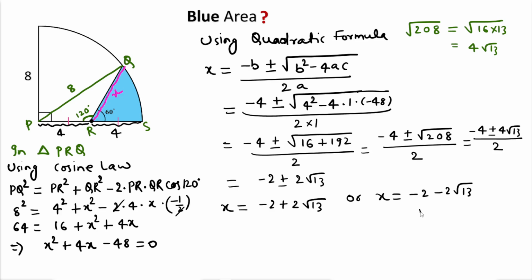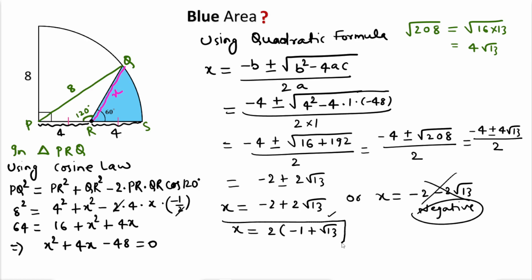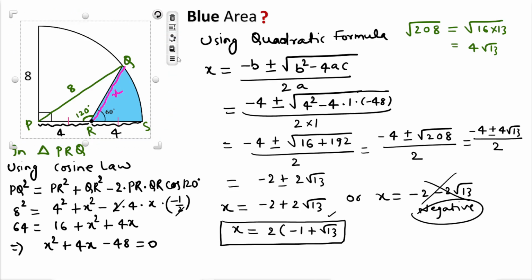But we will see that this value is negative, so we cannot take this negative value. So this will be rejected, and this is positive, so we will take this value. Okay. And we can also write here x equal to, after taking 2 common, minus 1 plus under root 13. So that is the x value. Now we will use this x value further. Now here you can see the next figure.